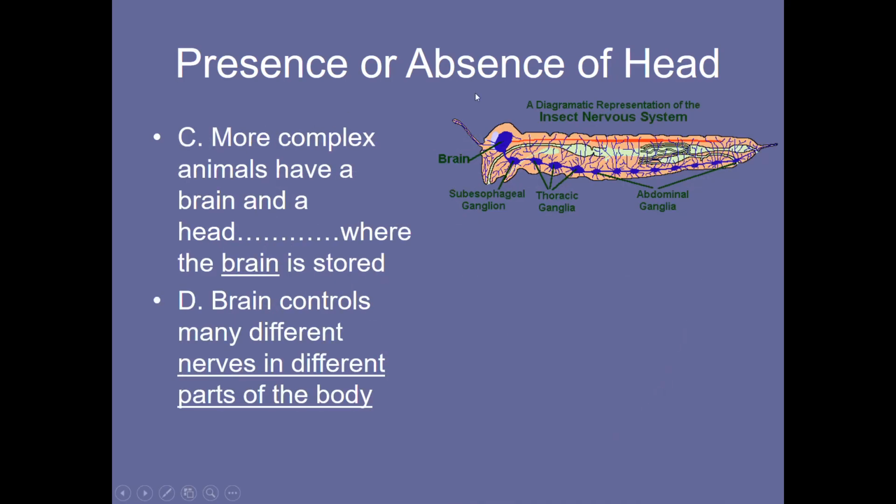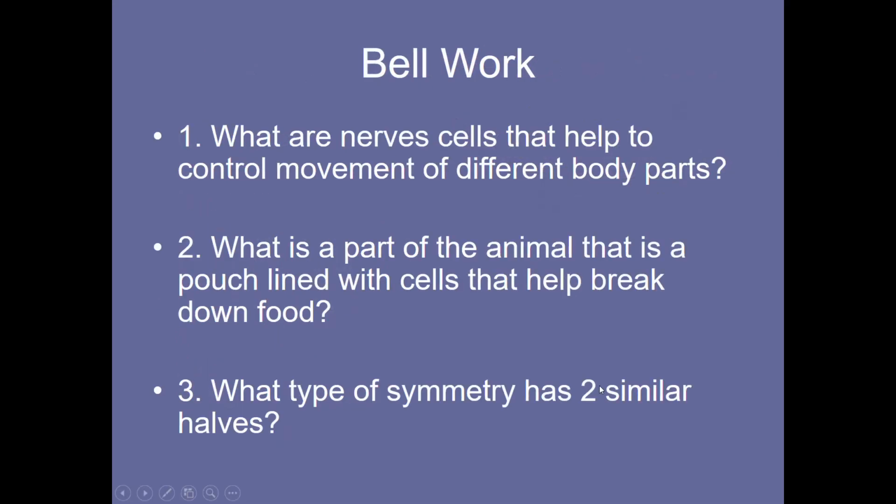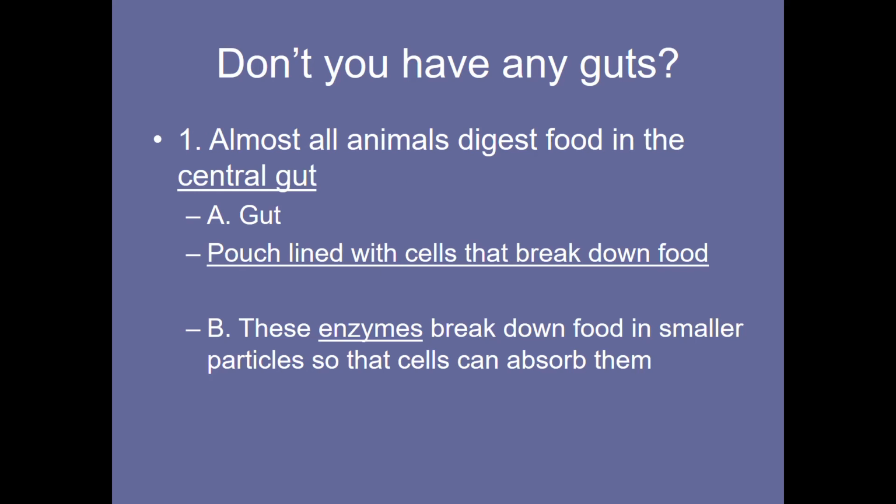Presence or absence of a head, again: more complex animals have a brain and a head where the brain is stored. Brains control many different nerves in the different parts of the body. So there's your brain. Then you have your subesophageal ganglion, your thoracic ganglia, your abdominal ganglia. We're not going to pay attention to that.